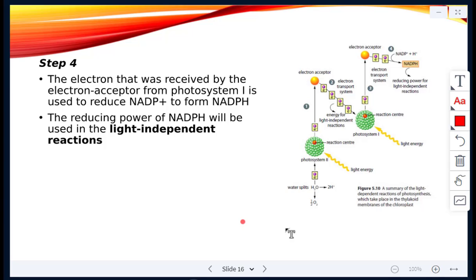Okay, and then step 4, which is right here, the electron that was received by the electron acceptor from photosystem 1 is used now to reduce NADP plus to form NADPH. So here we have NADPH forming, and this reducing power of NADPH will be used for the light-independent reactions.